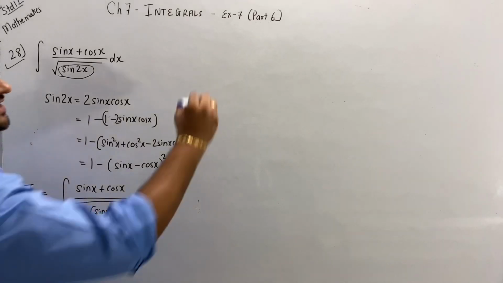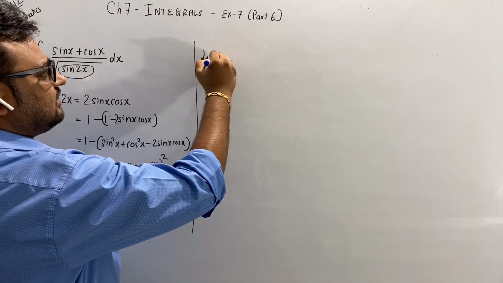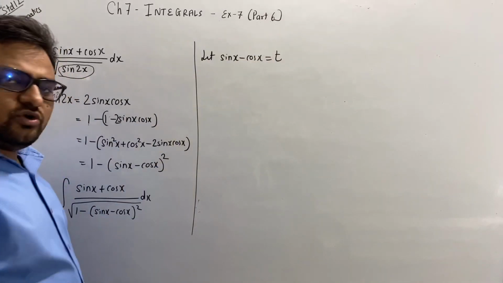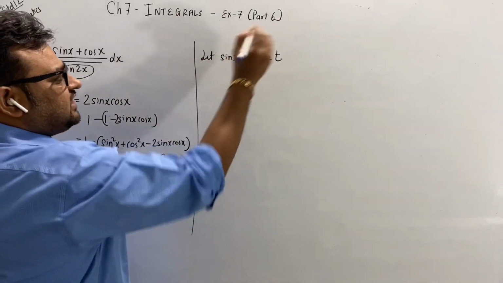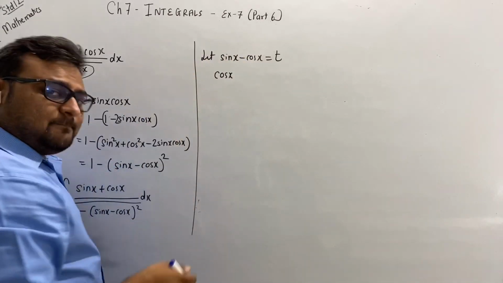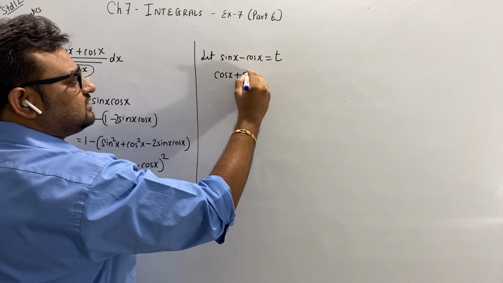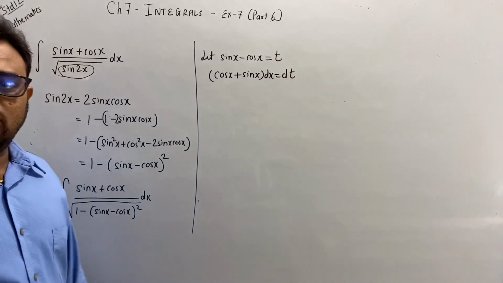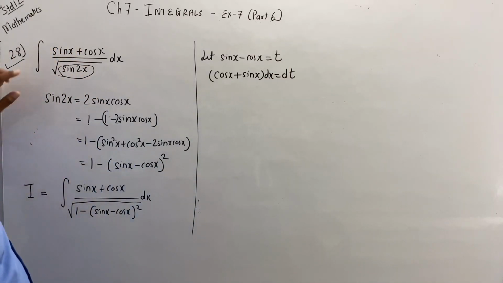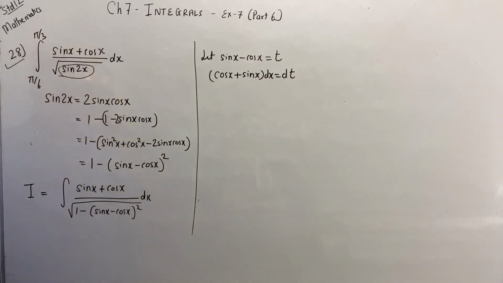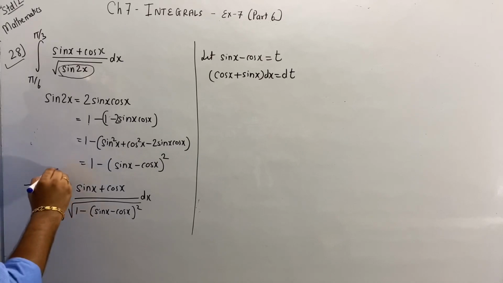Okay, so now let's take an assumption. Let sin x minus cos x equal to t. Differentiating it, the differentiation of sin x is cos x and of cos x is minus sin x, and it's minus, so plus sin x. So cos x plus sin x dx is equal to dt. Now, time to change the limit. Let me check what the limit is. It's pi by 6 to pi by 3. I just missed this in the question.